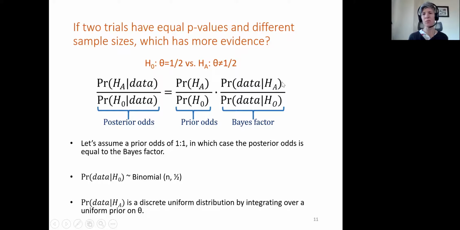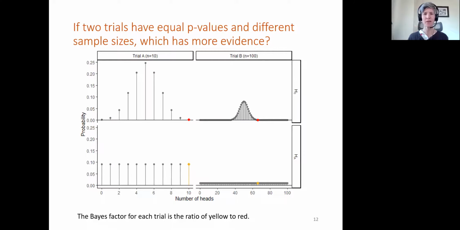For the numerator, probability of number of heads given an unfair coin, for that, we need to impose a prior on this parameter space and integrate over it. So I imposed a uniform prior. When you integrate over that, you get a discrete uniform, which makes sense if your prior belief about the probability of heads is equally likely anywhere between 0 and 1. It makes sense that the distribution for your number of heads is equally likely anywhere between 0 and sample size.